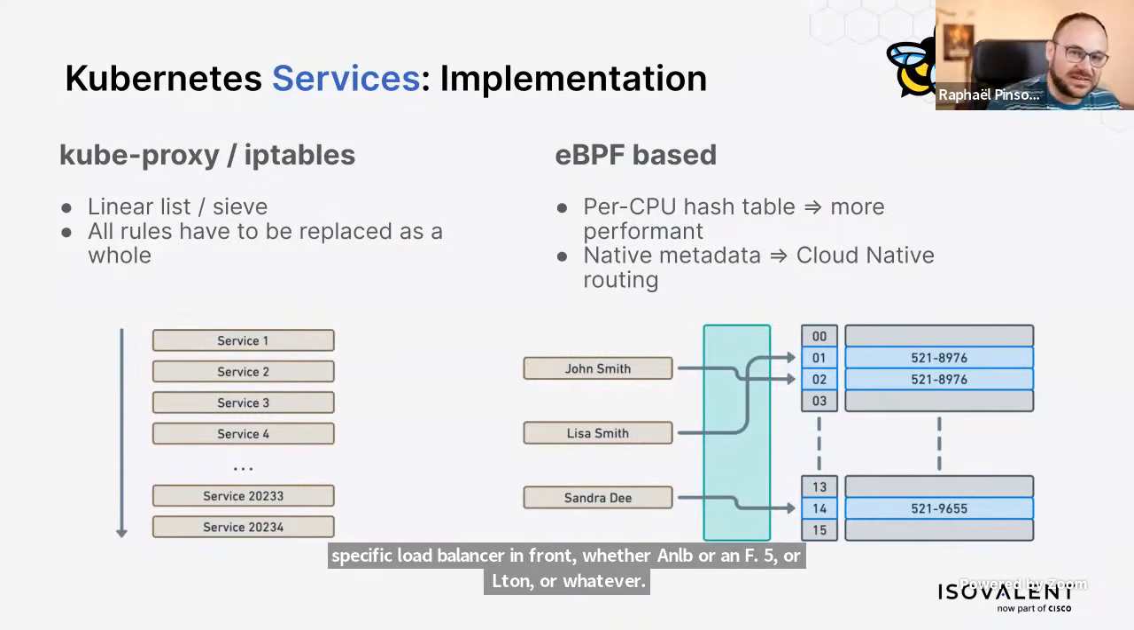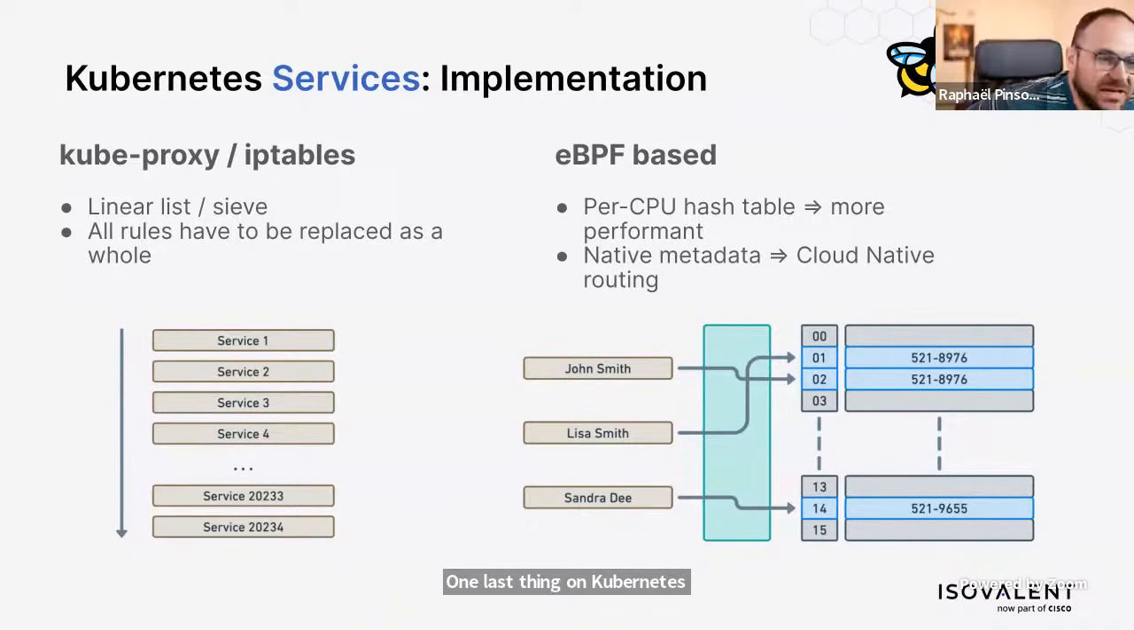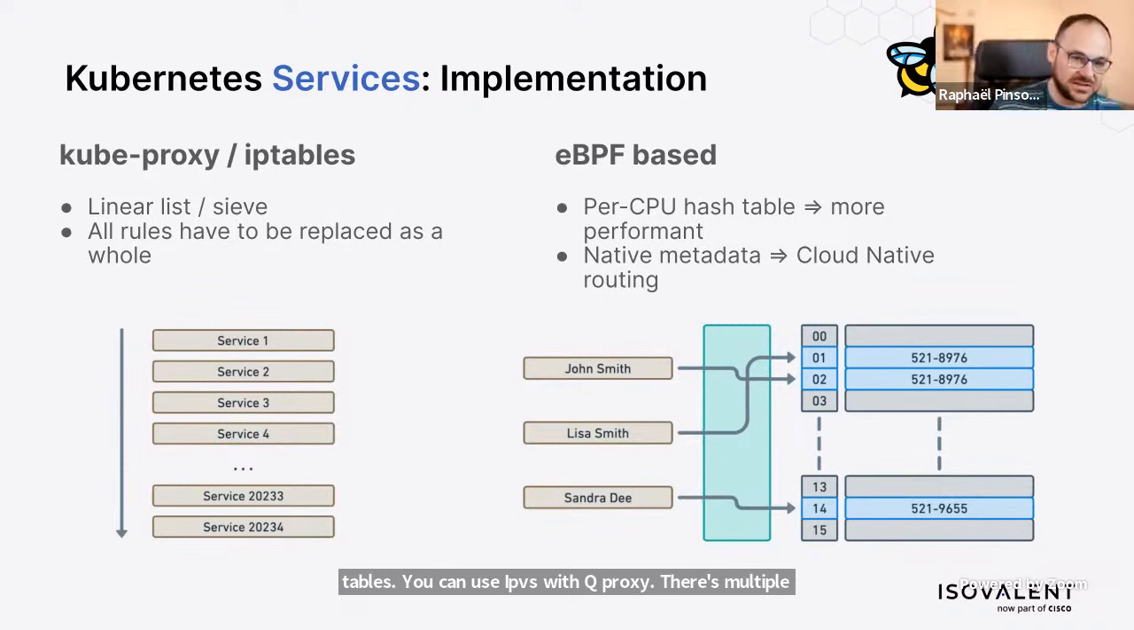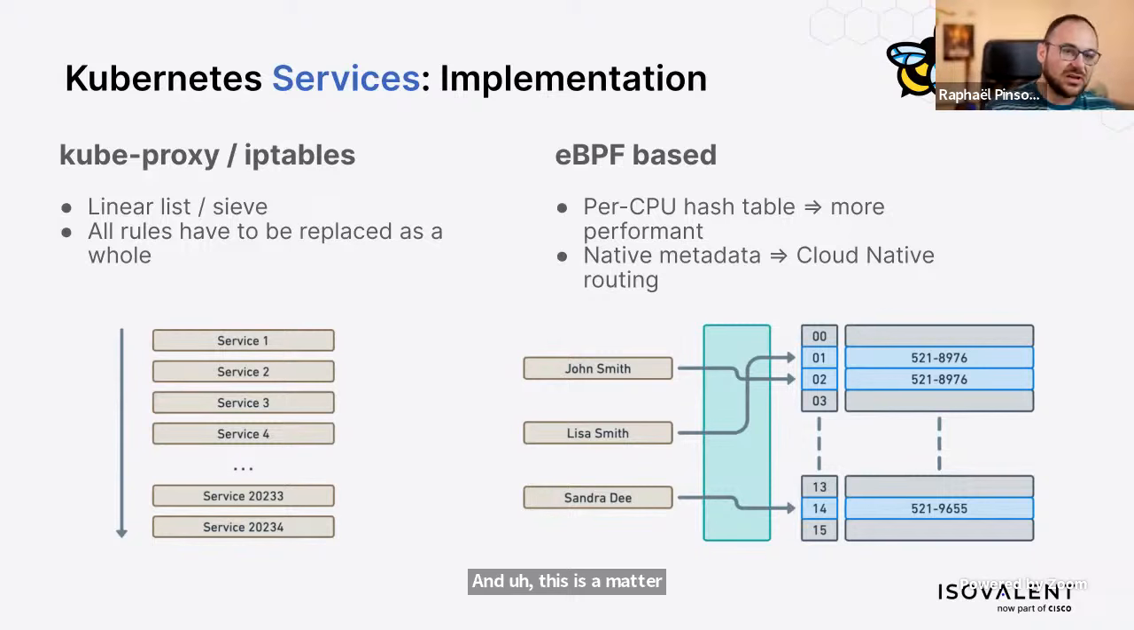One last thing on Kubernetes services, the implementation. By default, it's implemented using IP tables. You can use IPVS with kube-proxy. There's multiple CNI plugins that allow you to actually replace this with an eBPF implementation. This is the case of Cilium and Calico. And this is a matter of scaling and performance.